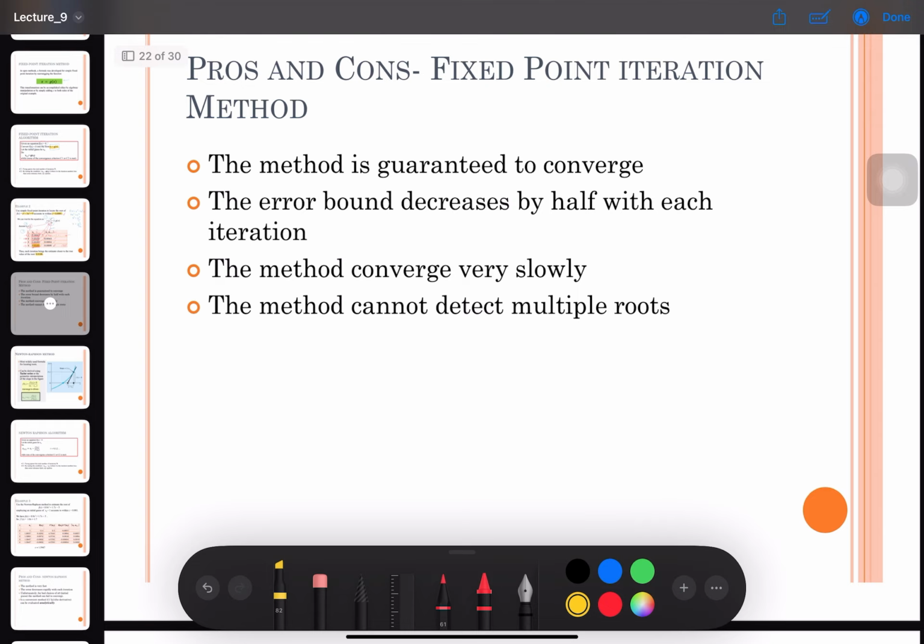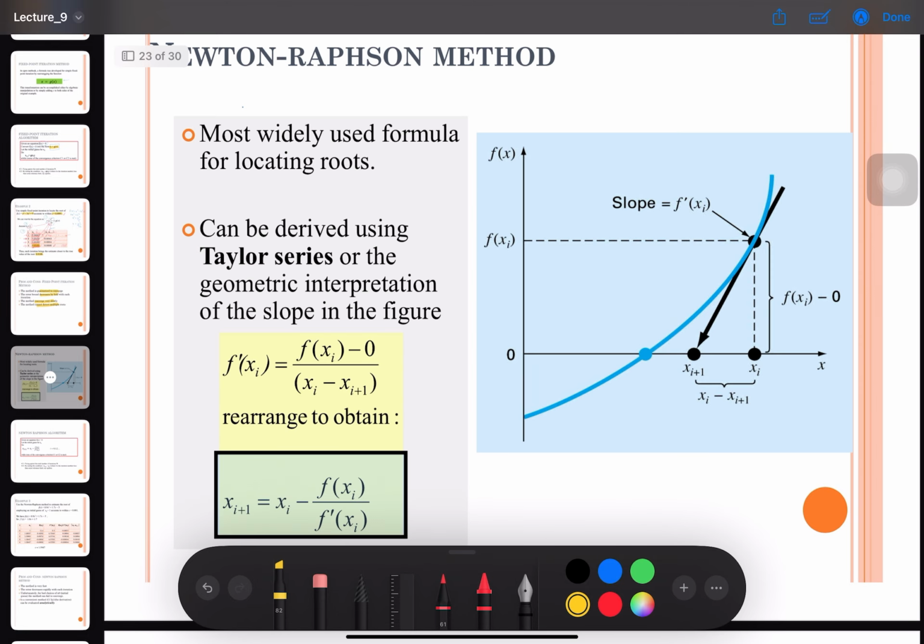Okay, there is a pros and cons. The method is guaranteed to converge. The pros, error bound decreases by half, same like bisection just now, but the method converge very slowly and cannot detect multiple roots.